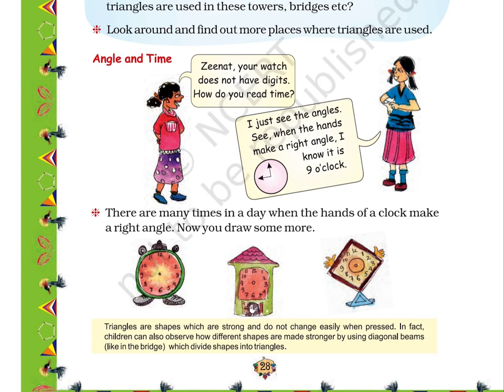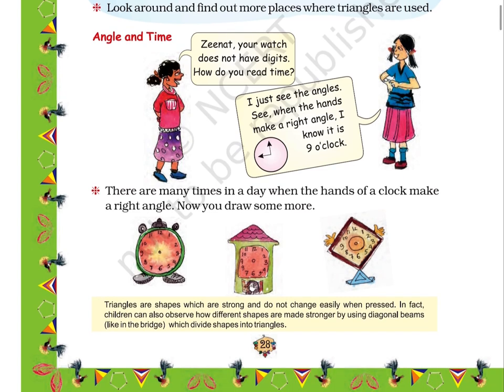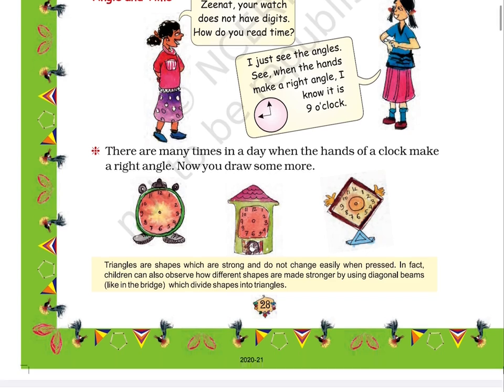Now you draw some more. 3 clock pictures are given here without the hands or needles of the clock. You are supposed to draw them, making all those times of the day when the hands make a right angle. Triangles are shapes which are strong and do not change easily when pressed. In fact, children can also observe how different shapes are made stronger by using diagonal beams, like in the bridge, which divide shapes into triangles.